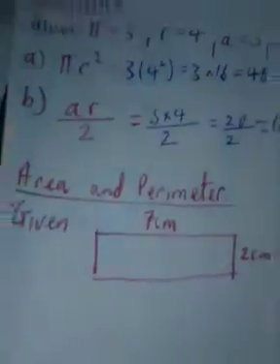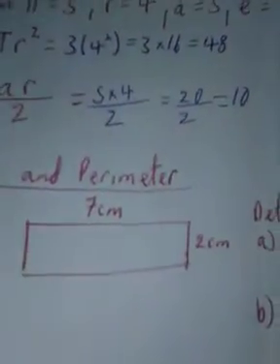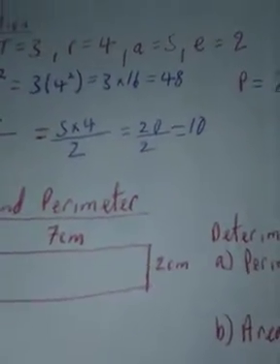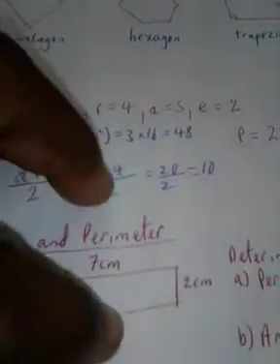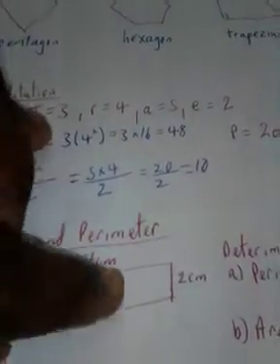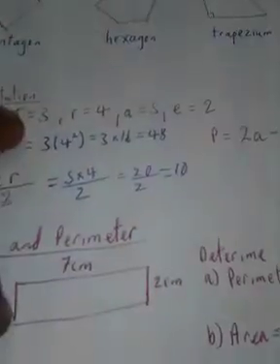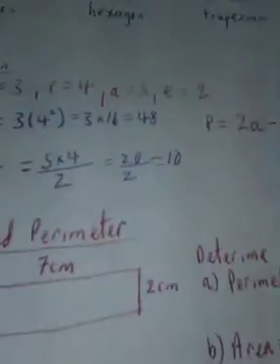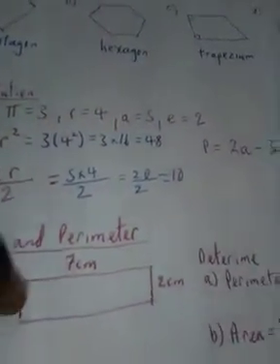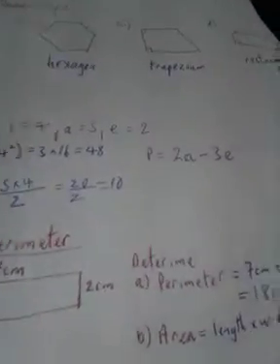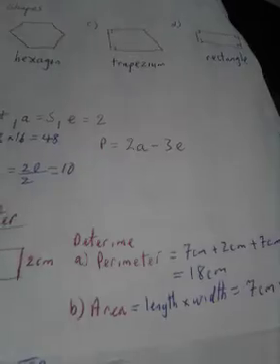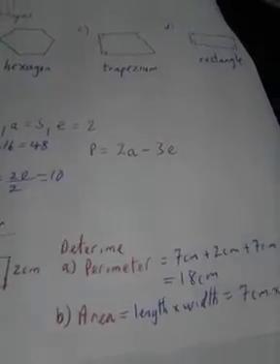Area and perimeter of a rectangle. The perimeter is equal to adding each side. So this side is 7 centimeters. Opposite sides in a rectangle are equal. Over here would be 2 centimeters. Over here would be 2 centimeters. So 7 plus 2 plus 7 plus 2, you add them up, and I end up with 18 centimeters. The area of a rectangle or of a square is equal to length times width.